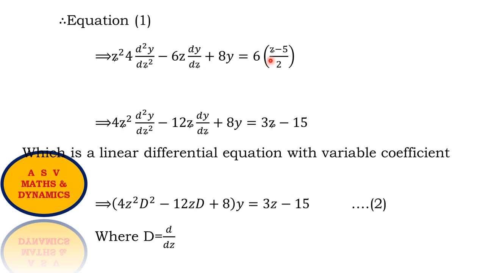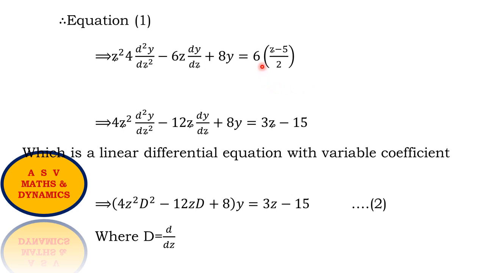How can you change x to z? Z equal to, sorry, x equal to z minus 5 divided by 2, because you know very well z equals 5 plus 2x.